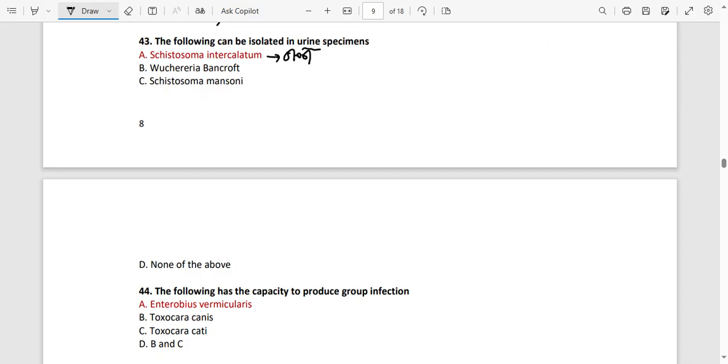Bancroft in urine, elephantiasis, that's supposed to be blood. Okay. So we would go for Bancroft. Okay. Thank you so much.